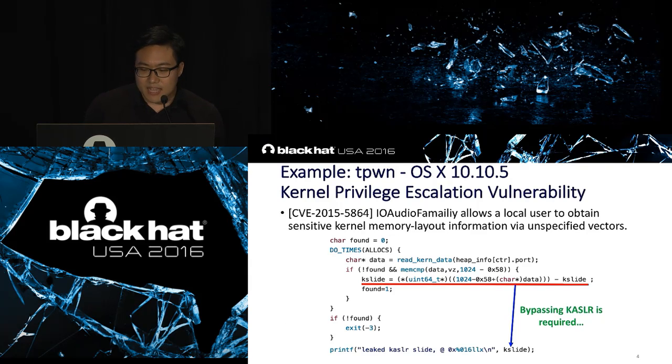There is another example that shows kernel ASLR makes kernel exploits harder. In 2015, last year, there was a privilege escalation attack on Mac OS X called Tpwn. For the successful attack, the attacker exploited 3 different vulnerabilities. And of course, the first one is an information leak vulnerability, which discloses the layout of kernel memory to bypass kernel ASLR as a first step.